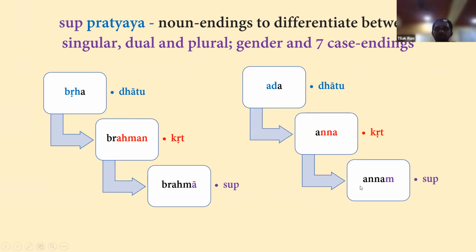To use with a kriya pada or to formulate a sentence, adding a sup pratyaya is essential. Either we have to add a ting pratyaya or we have to add a sup pratyaya to formulate a sentence. So we can't use a krit-ending word directly. For example, Brahman cannot be used in a sentence directly. There should be a sup pratyaya, or we have to create a tinganta form by adding ting pratyaya to a dhatu. So either a subanta ending with sup or a tinganta ending with ting can be in a sentence. There can only be two types of words in a sentence.